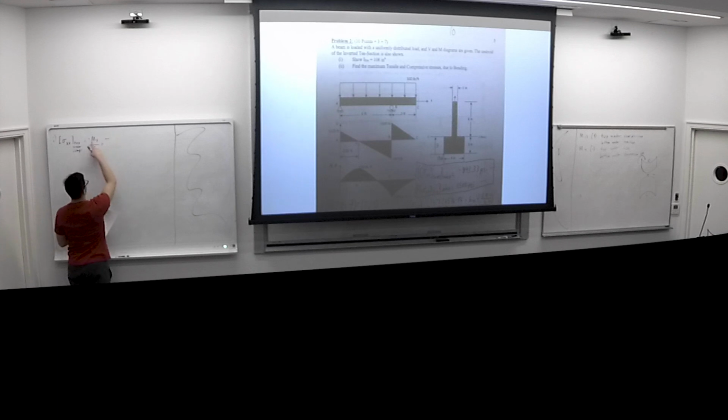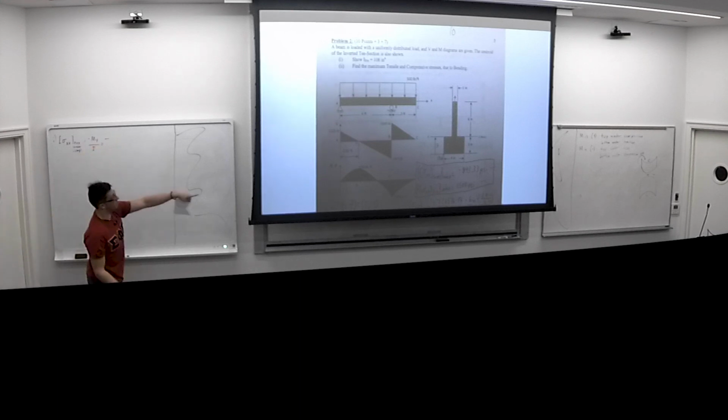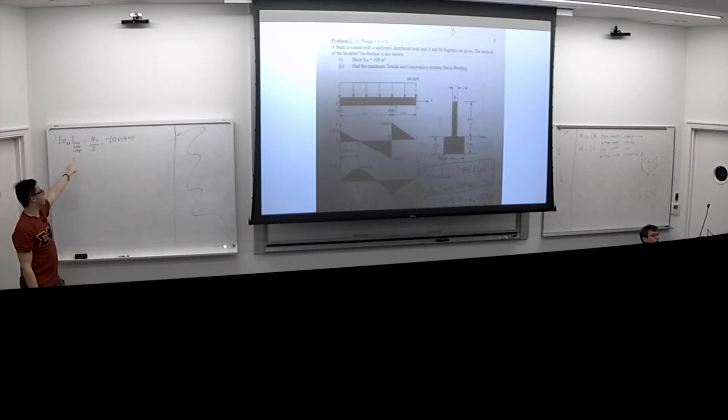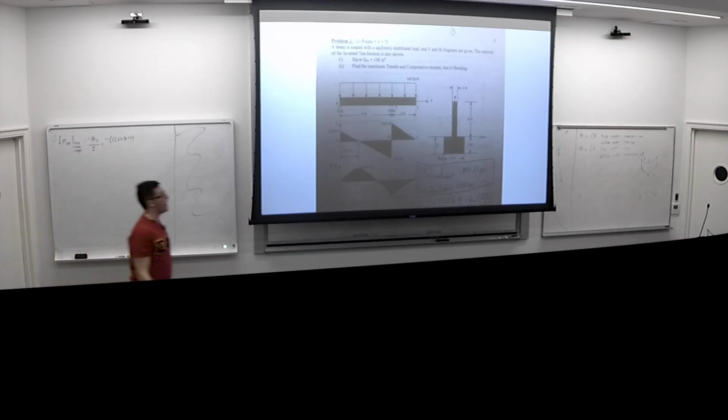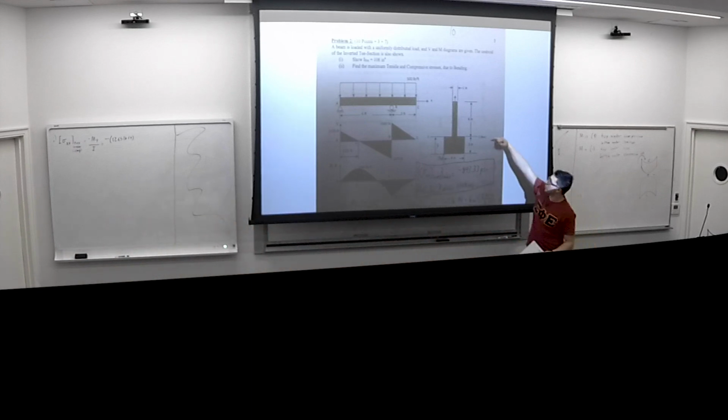So negative stays. The moment is positive 1265 pounds times feet. You're measuring to the top. So the y value is the distance from the normal axis to the top of the figure. So in this case, it's 6 inches.